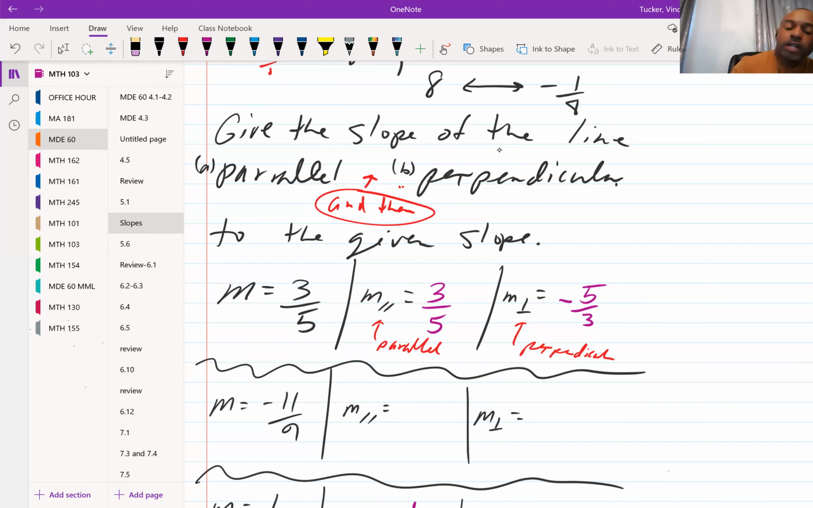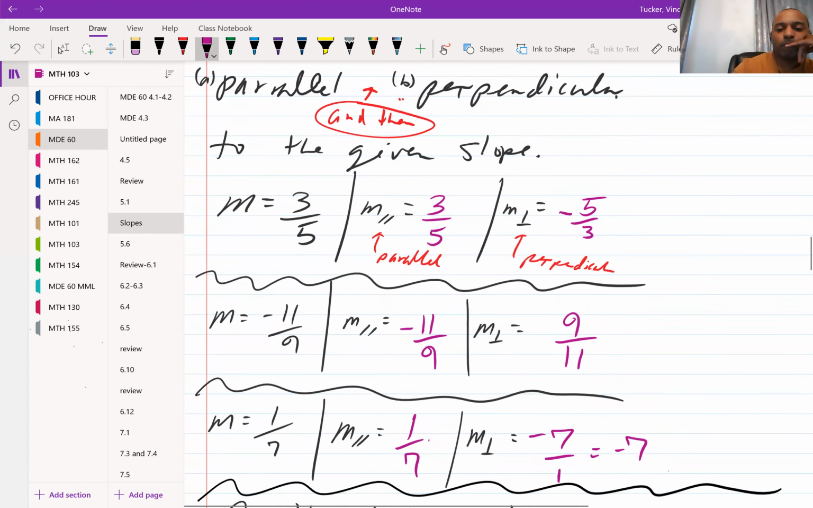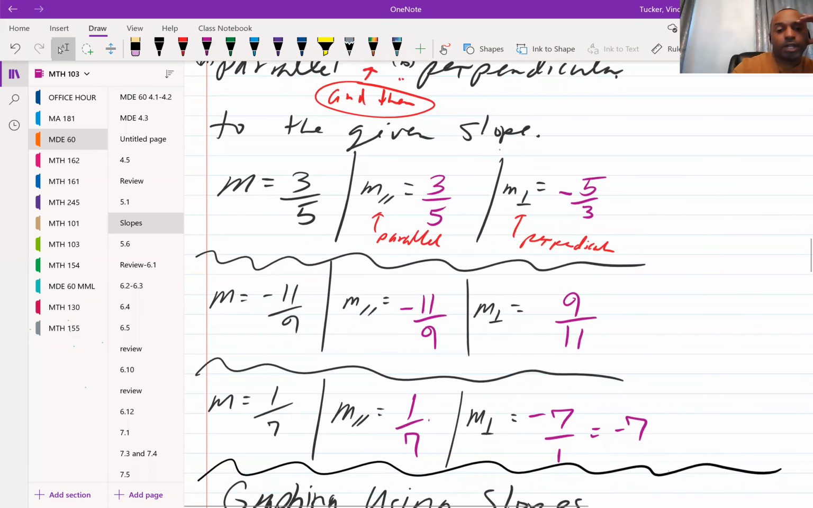All right, next one, negative 11/9. Once again, parallel lines, same slope. So that still would be negative 11/9. And then perpendicular, we flip it, 9/11, and it's going to be positive because the original was negative. Use the opposite sign. And then one more example. If our slope is 1/7, the parallel line would be 1/7. And then the perpendicular line, negative 7/1. So it's just negative 7.